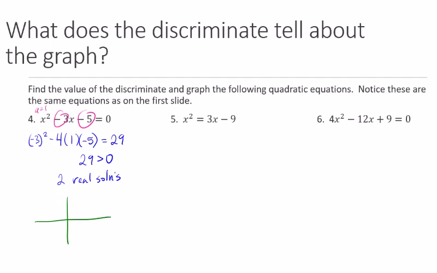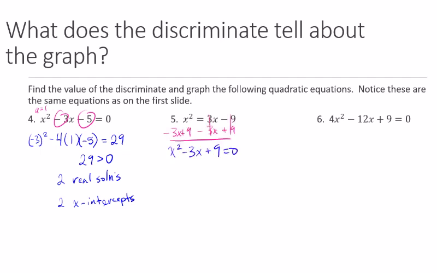Okay. So let me add that in here. So it has 2 real solutions, or in other words, 2 x-intercepts. Okay. I'll write the word out. All right. So for number 5, I'm going to get one side equal to 0 like we did before. All right, and once we do that, we can identify A, B, and C. So A is 1, B is -3, C is 9.